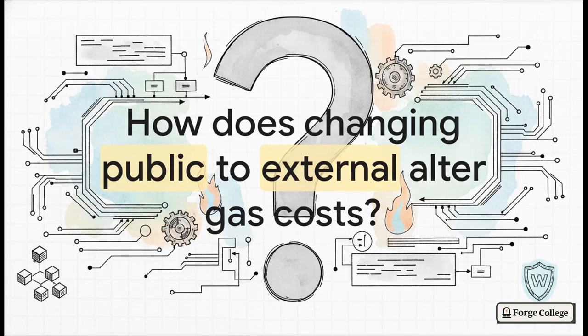And to get your brain geared up for that next challenge, I want to leave you with this provocative thought. How will changing a single function keyword from public to external fundamentally alter the gas blueprint of your entire invention? Definitely something to think about.